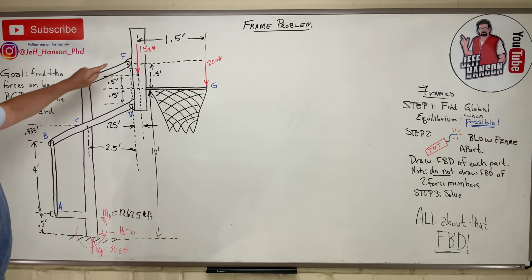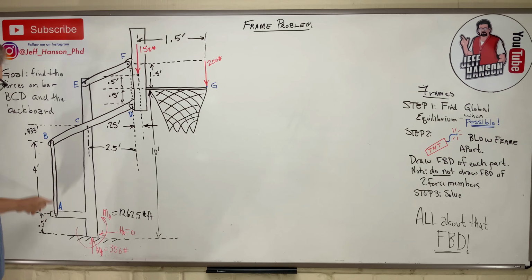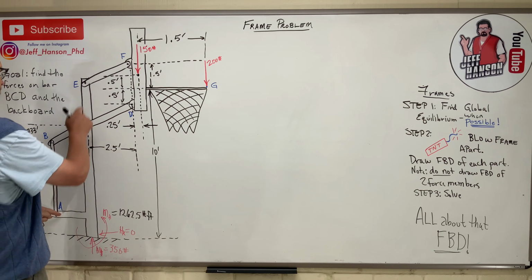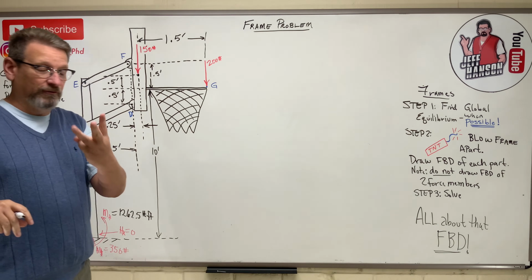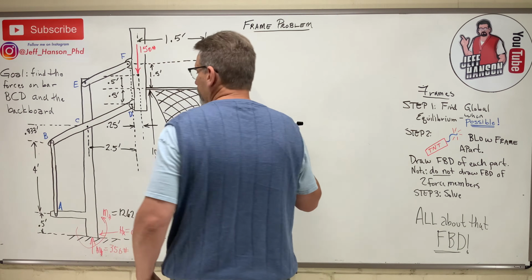What's a two-force member? Pin connected at both ends, no forces in the middle. Okay? EF is a two-force member. AB is a two-force member. So that's going to leave me with this member here, this one here, and the backboard. That's 3 free body diagrams. Let me sketch those for you right quick.